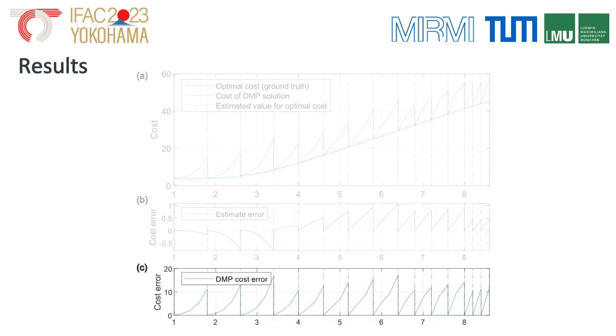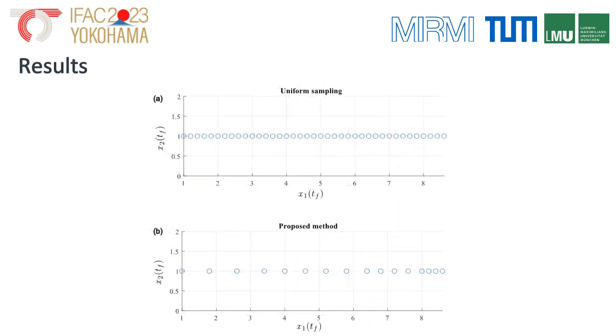Subfigure C highlights the difference between the cost of the DMP trajectory and the real optimal cost. In this figure, the difference between the proposed sampling strategy and the naive uniform strategy can be more clearly seen. The uniform sampling strategy needs much more samples, more than double the samples required in comparison with the proposed sampling strategy.